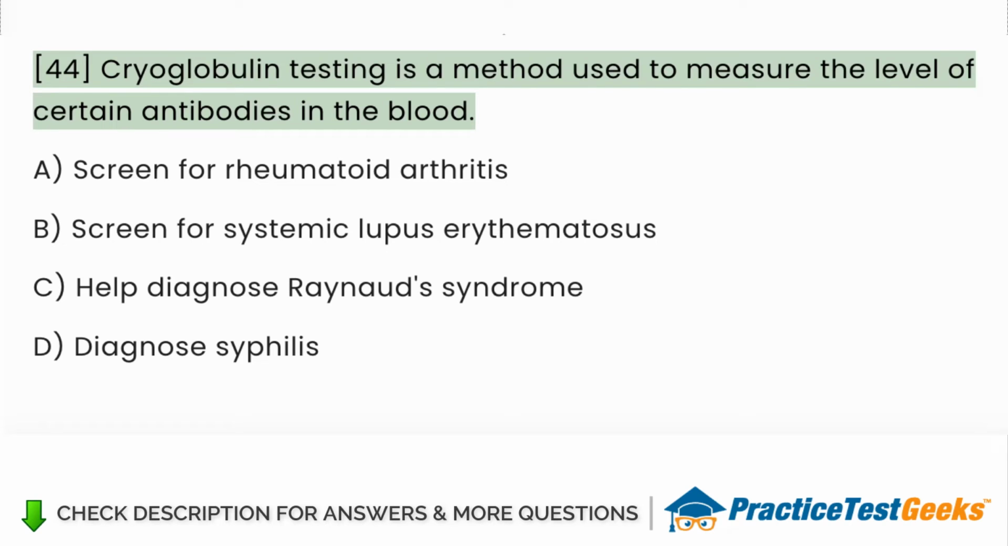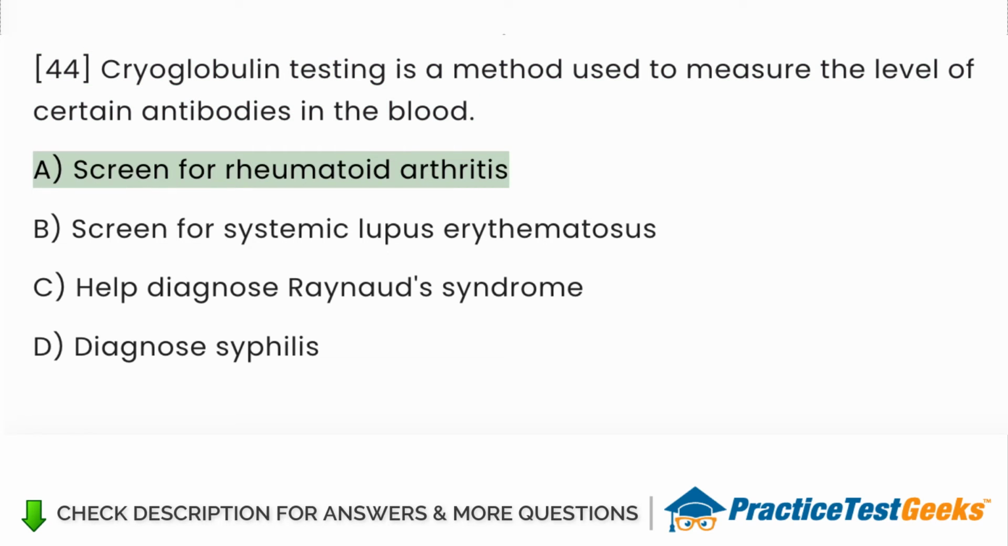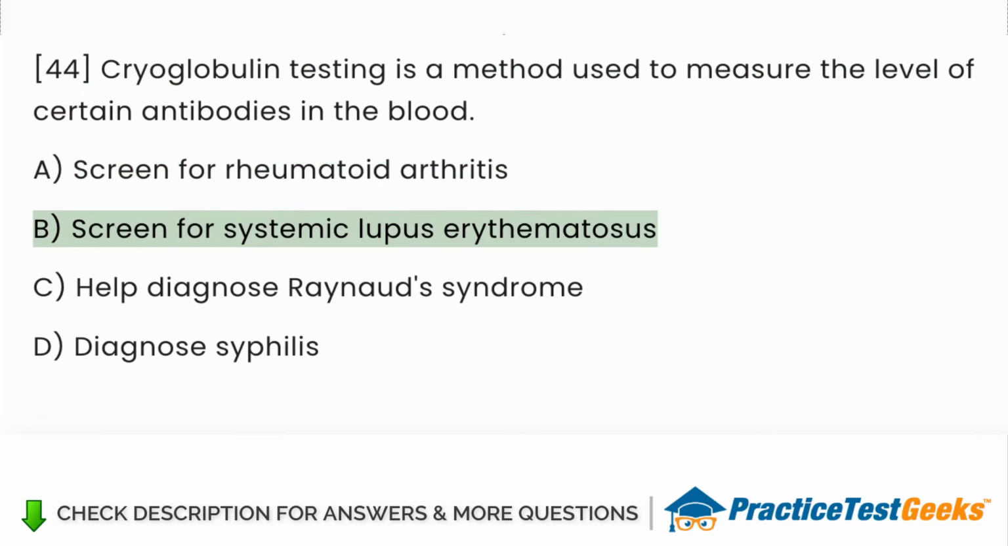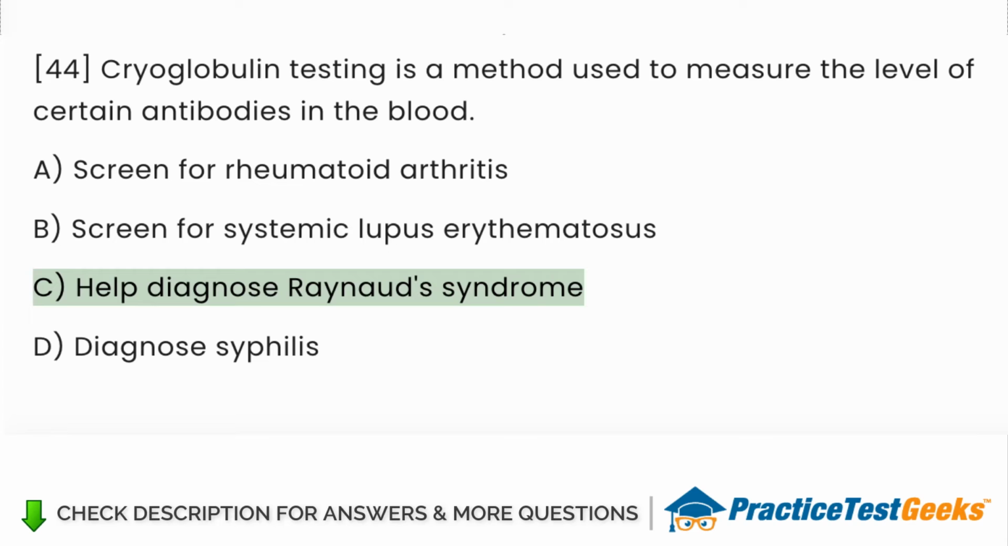Cryoglobulin testing is a method used to measure the level of certain antibodies in the blood. A. Screen for rheumatoid arthritis. B. Screen for systemic lupus erythematosus. C. Help diagnose Raynaud's syndrome. D. Diagnose syphilis.